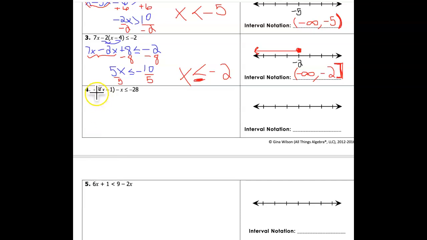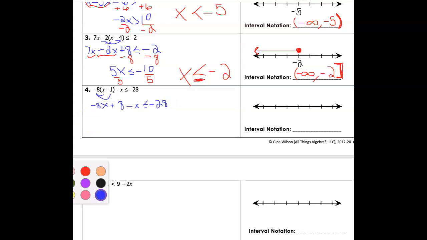All right, and then same thing for number 4. So start with distributing. -8x. Again, watch our signs. -8 times -1 will give us a +8. Bring that minus x down. That's going to be less than or equal to -28.